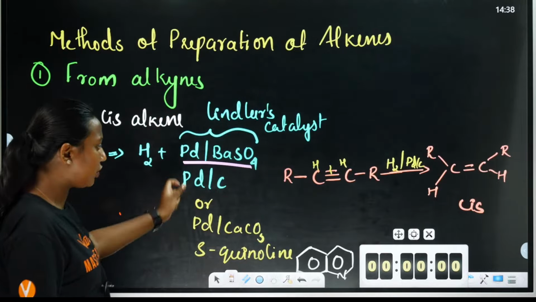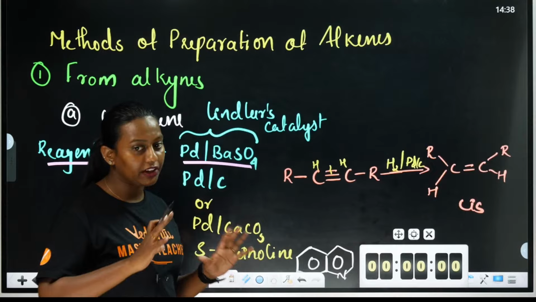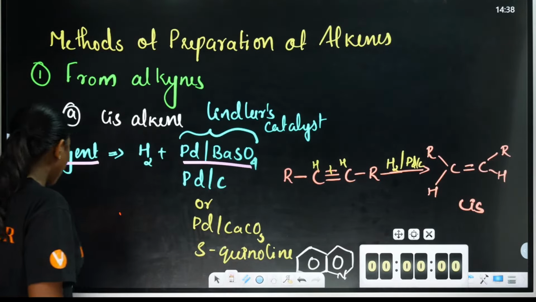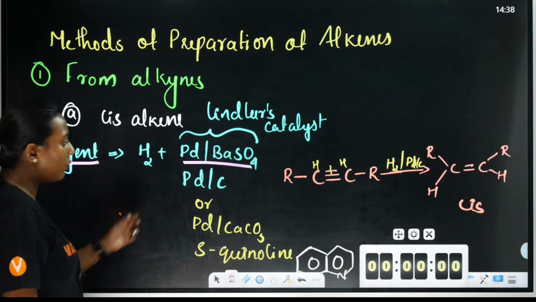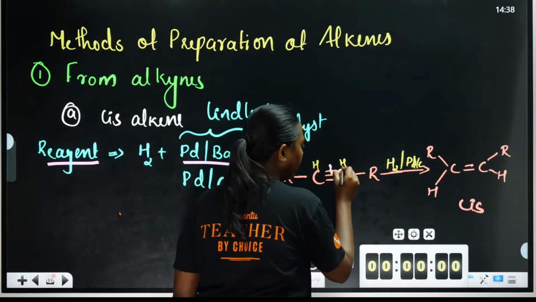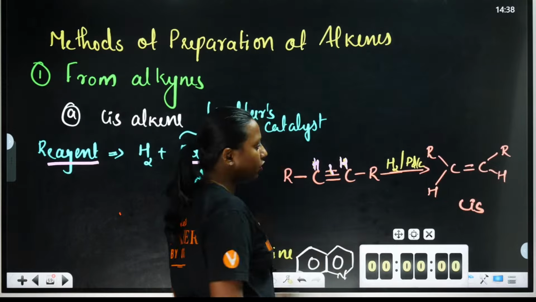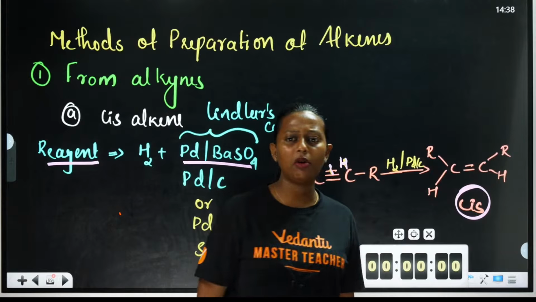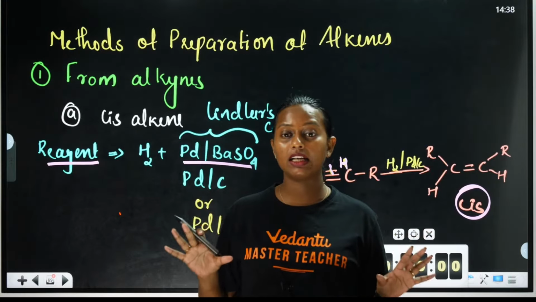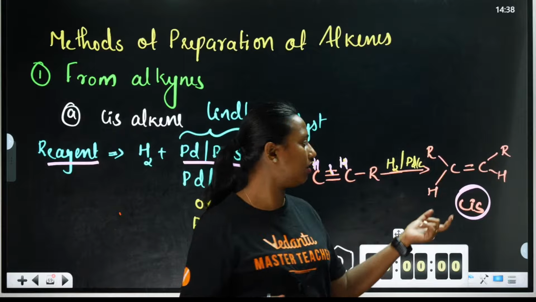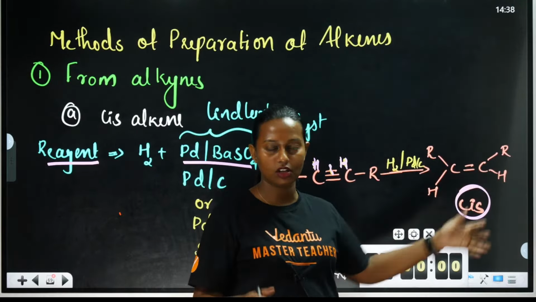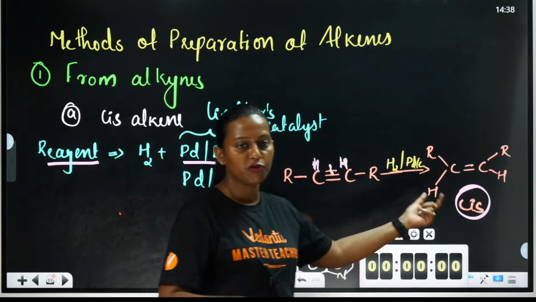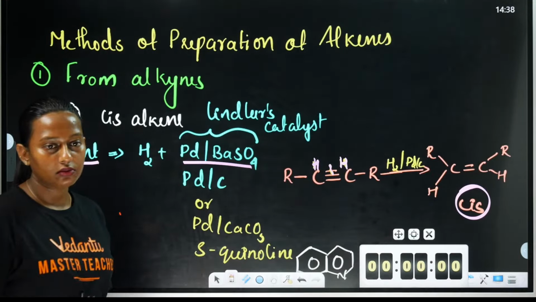So what reaction happens here? It is a simple reaction, not very complicated. The triple bond will break and one hydrogen will come to each carbon. What do we get? A double bond. So it is cis. Do you remember what cis is? Cis means the groups are on the same side, the hydrogens on the same side. Trans means opposite side. So it is cis.